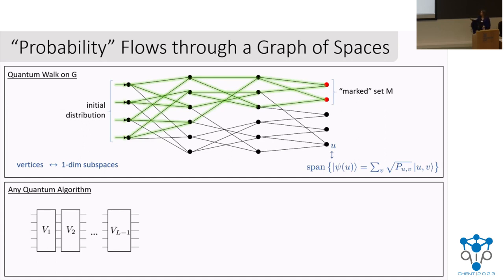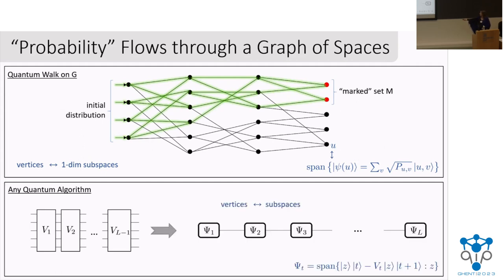Now, on the other hand, if you have any quantum algorithm, I want to claim that from this quantum algorithm, we can get a line graph where every vertex corresponds to some space that represents a step of the algorithm. And these spaces might look familiar to you, but again, don't worry too much if not.